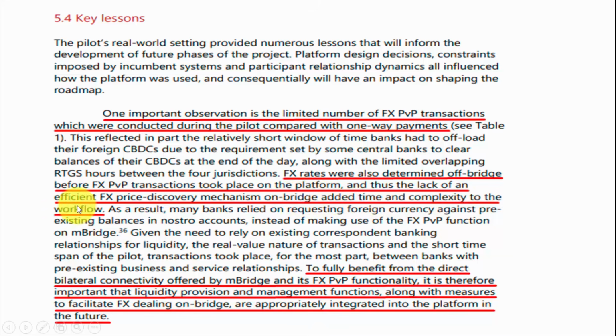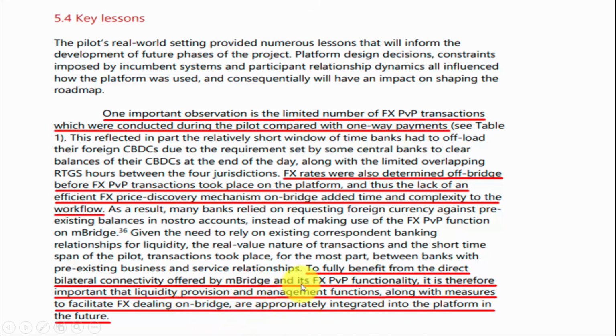So he's talking about some of the shortfalls of the system: on the bridge itself there is no FX price discovery mechanism, and due to this having to take place off the bridge, it added time and complexity to the workflow. This could maybe be a reason why the FX PVP transactions were not used as much as the one-way payments. To fully benefit from the direct bilateral connectivity offered by mBridge and its FX PVP functionality, it is therefore important that liquidity provision and management functions, along with measures to facilitate FX dealing on bridge, are appropriately integrated into the platform in the future.